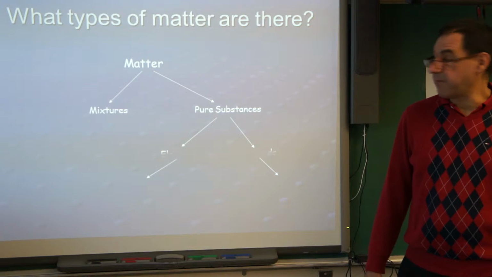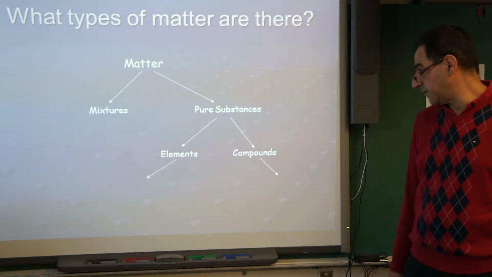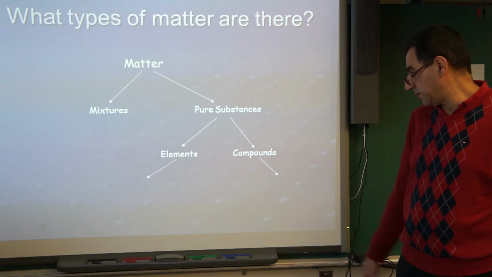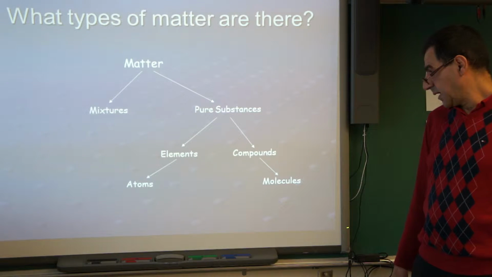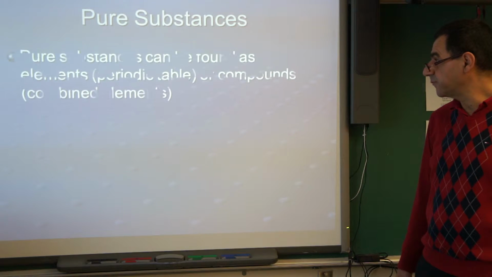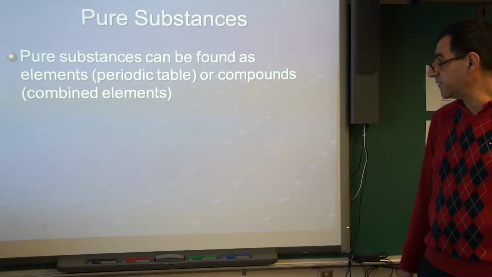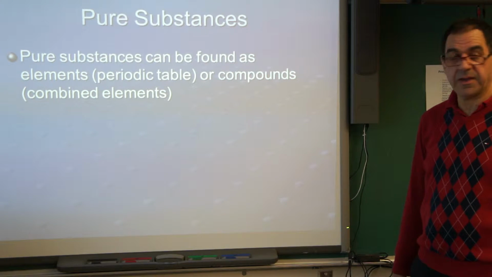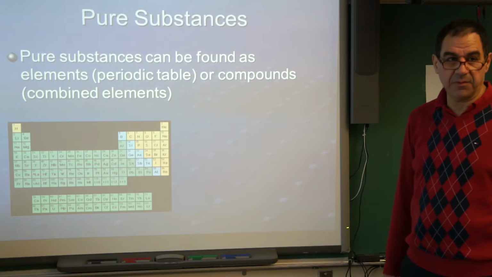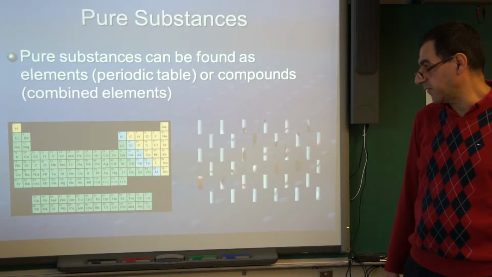So what we know today is that matter is composed of pure substances and mixtures, but the pure substances are composed of elements and compounds. Elements are made up of atoms, while compounds are made up of molecules. Pure substances can be found as elements in the periodic table, or compounds which are combined elements. This is the periodic table, which we will be examining at further depth.